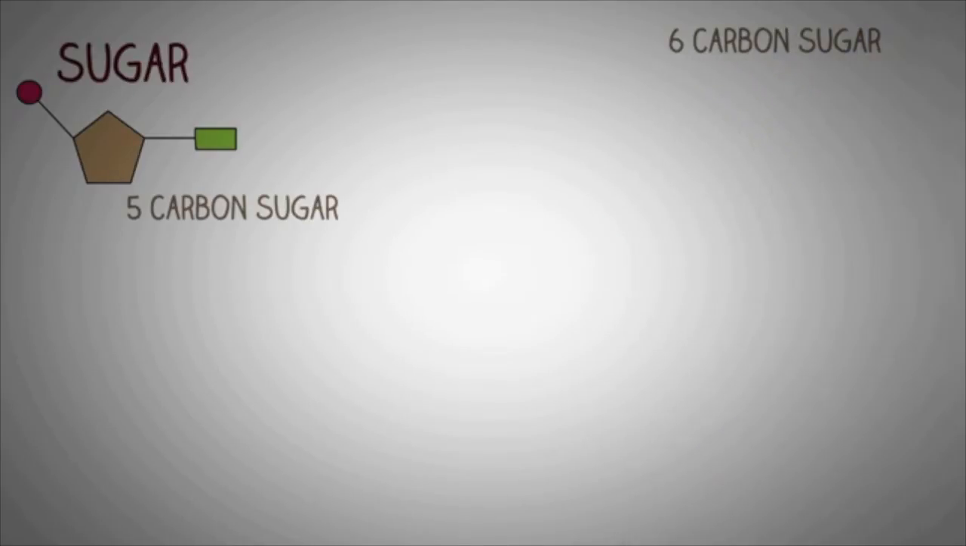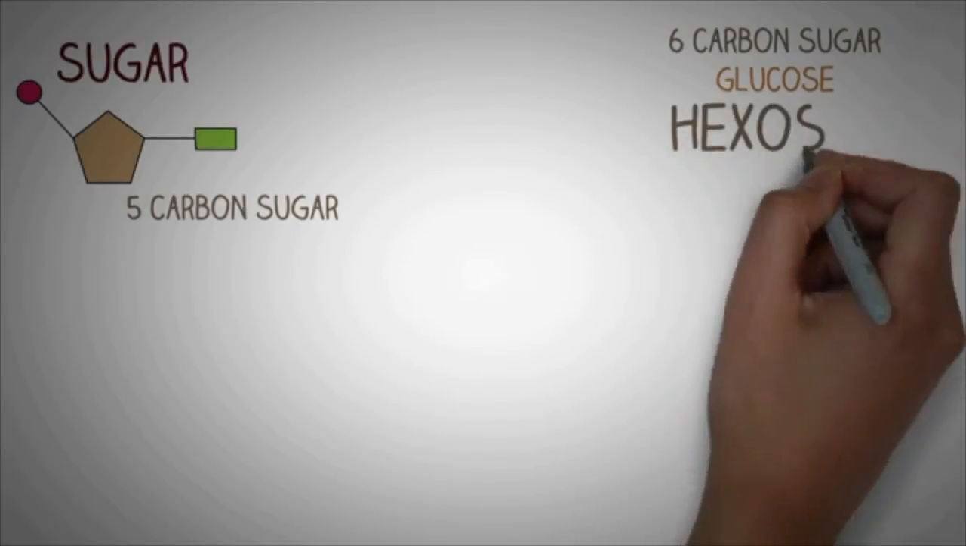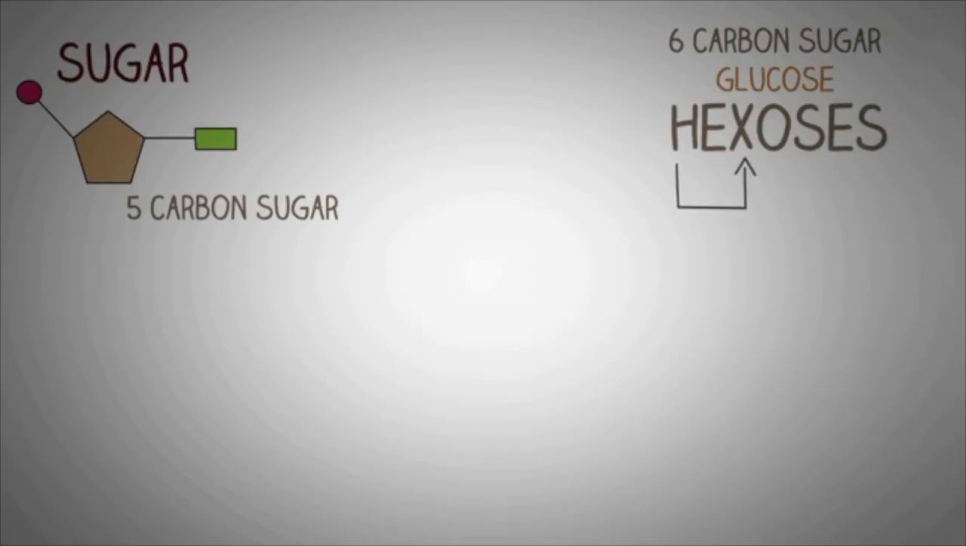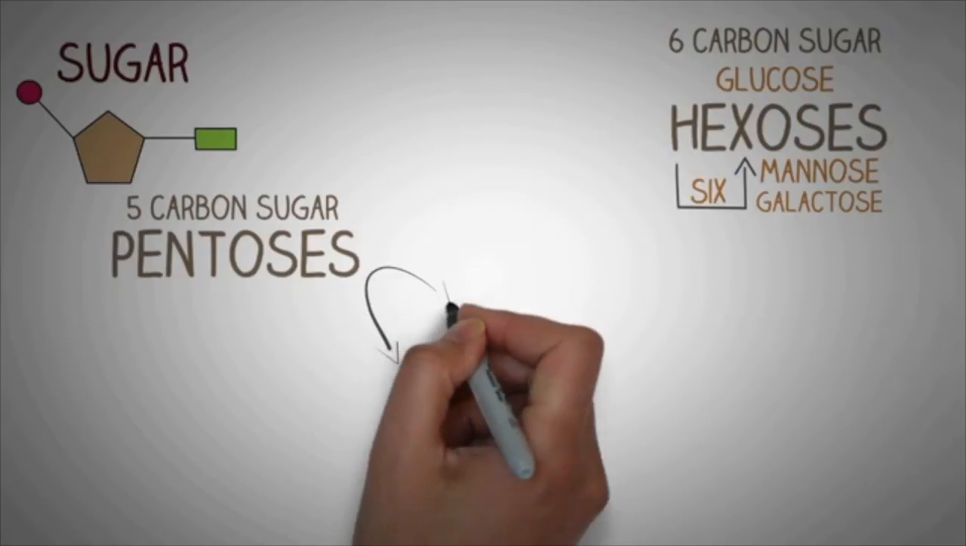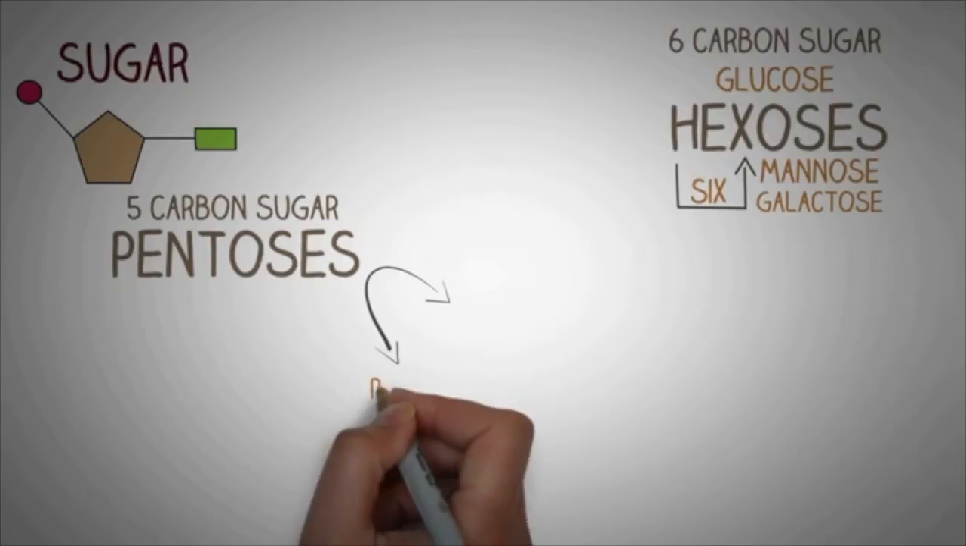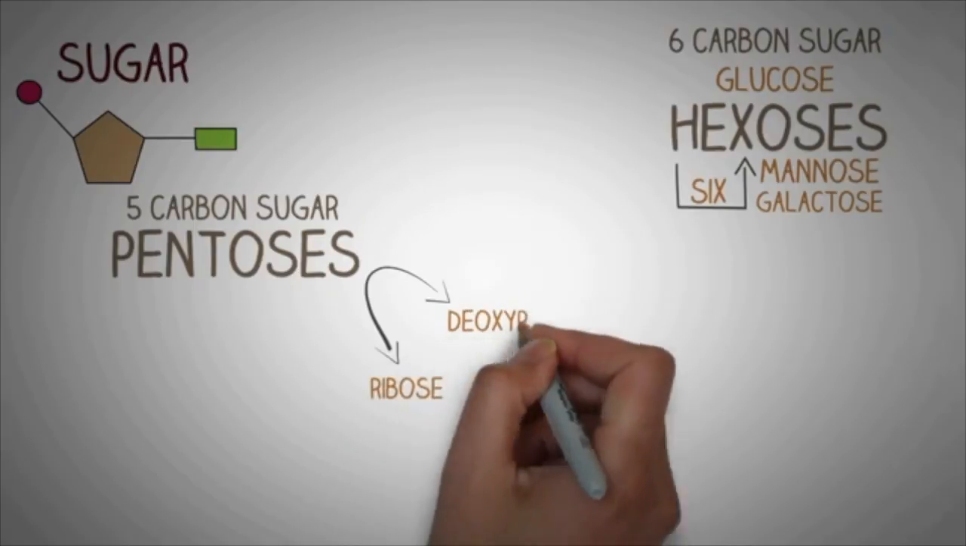Now most of you know the 6 carbon sugar present inside the body, and the most important of them is glucose. Now in chemical nomenclature, all the 6 carbon sugars are called hexoses, the word hex meaning 6. There are different types of hexoses in our body other than glucose, like mannose and galactose. Similarly, 5 carbon sugars are called pentoses, the word pent meaning 5. There are different types of pentoses in our body, but the two important types of pentoses that are present inside the nucleic acids are ribose and deoxyribose.